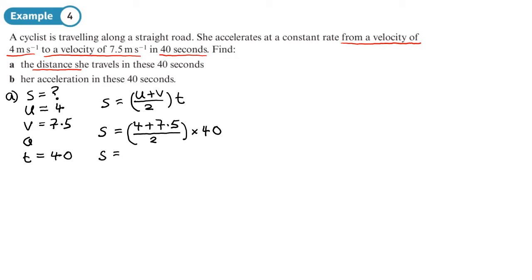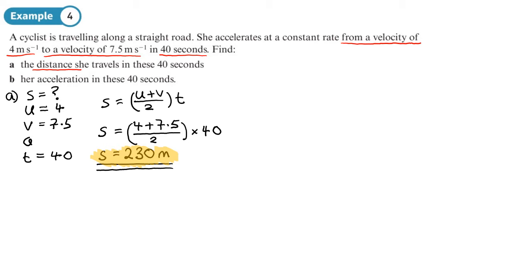Okay, so that will give me S equals, we'll do this on my calculator, 4 plus 7.5 divide that by 2 times by 40, and I get a value of exactly 230. So 230, and this is in meters. So it's as easy as that. Writing out SUVAT, deciding what you know and what you don't know, what you need to find and what you don't need to find, and then choosing the correct equation.